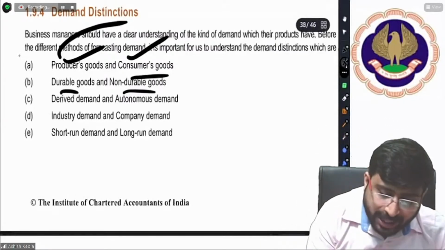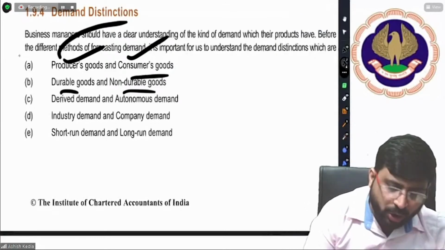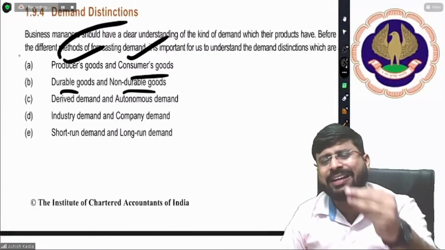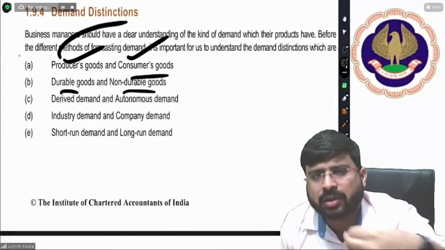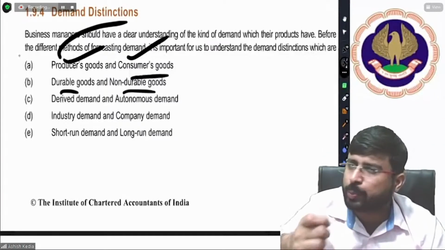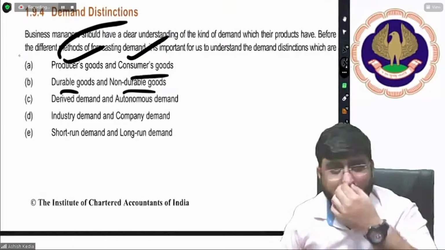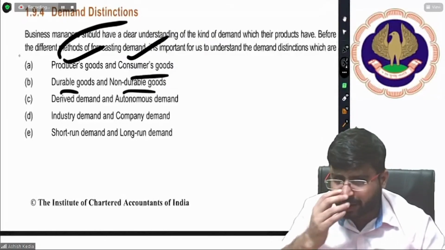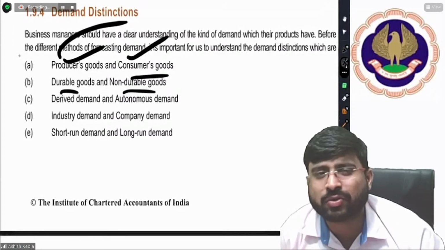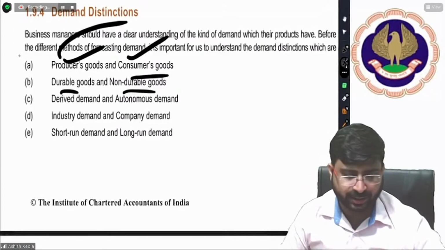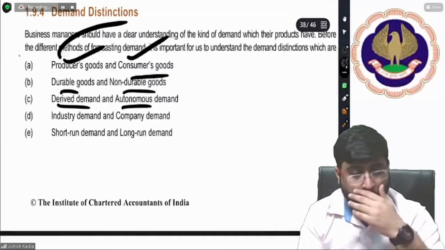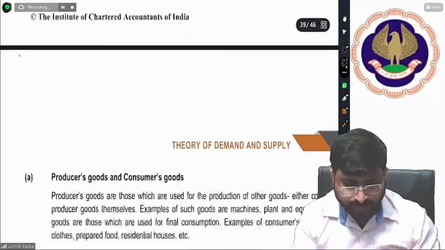Durable and non-durable goods. My dear friend, durable goods are like furniture, laptop, mobile phone. Anything in your house which will last more than a year or two, that is durable. But non-durable is that which has to be consumed or it will go waste, like vegetables and fruits. If you don't eat them within a day or two, they will be spoiled. That is non-durable goods, not long-lasting. Correct? Moving on. Derived demand and autonomous demand. That's very interesting.